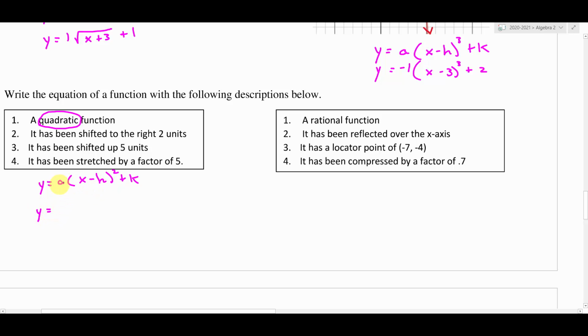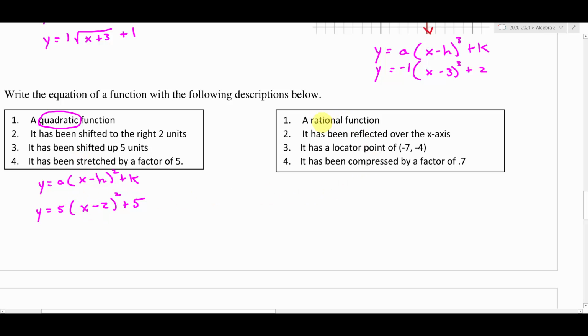So we know that our equation is going to look like this when we're done. So I'm going to go through the clues and I'm going to find my stretch factor first. So the stretch factor is 5. It has been stretched by a factor of 5, so I'm going to replace the a with a 5. Then we say x minus h, so I'm looking for my horizontal shift. All right, so that's going to be here in clue 2. It says it's been shifted to the right 2 units. To move to the right, we need an x minus 2 and then squared. Don't forget your exponent. And then I need my k value, so I'm looking for a shift up or down. So it has been shifted up 5 units, and to move up 5 units, I need to change k to a plus 5. And that completes my equation.